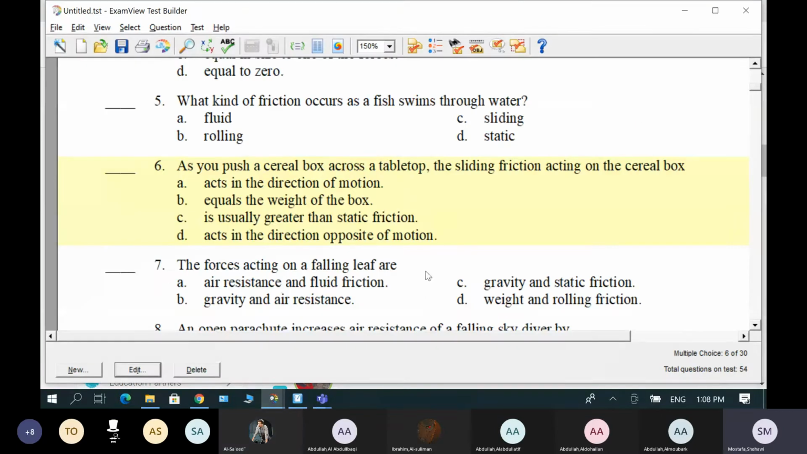Question 6. As you push serial books across a tabletop, the sliding friction acting on the serial books is... C, I think. It's usually greater than the static friction. Yes, it's always sliding greater, not greater. Sliding is not greater than the static.